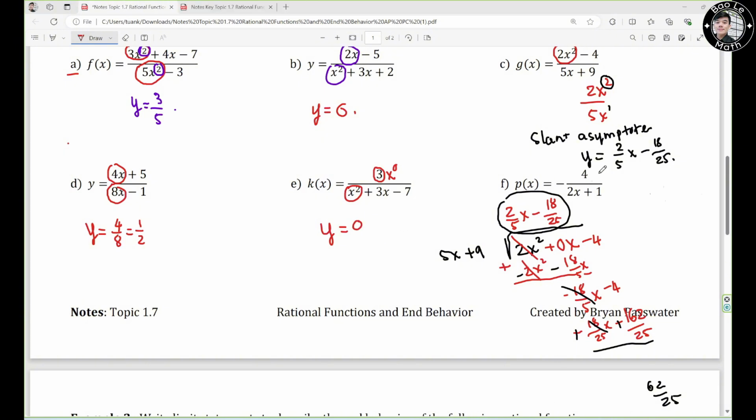Now, question F. The degree on the top should be 0, and the degree on the bottom should be 1. Because the degree of the leading term on the top is 1 unit less than the degree of the leading term on the bottom, the horizontal asymptote is y equal to 0.